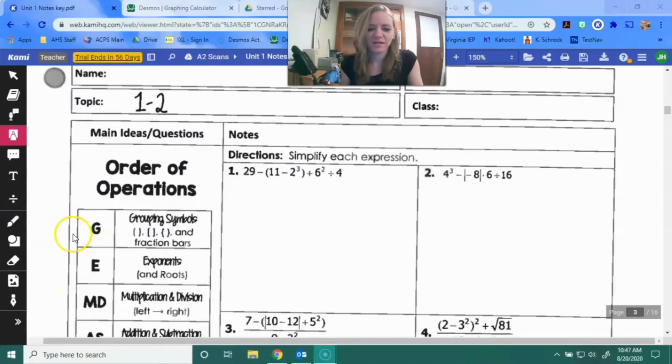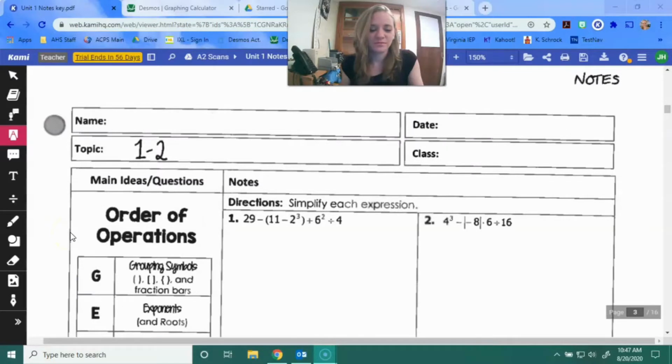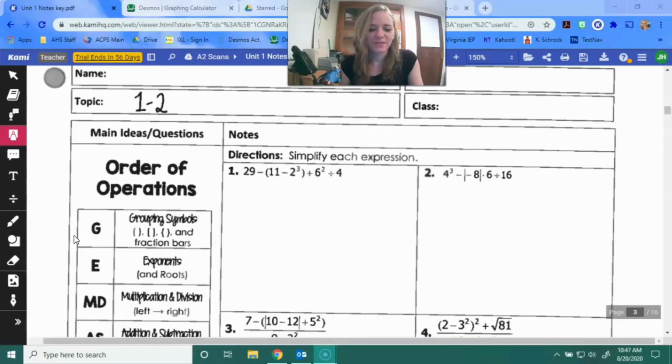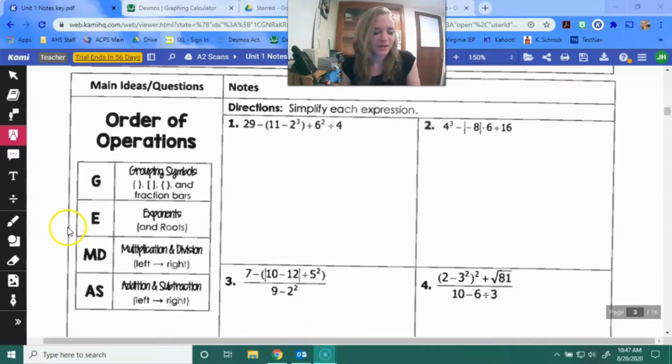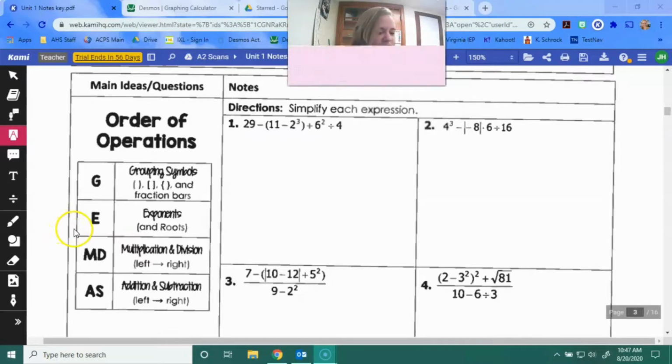Hello everybody, Algebra 2, Unit 2, only the second unit, we're going to get it going. So, let's start with something nice and easy like order of operations. Yay! Hey, we all know what that is.